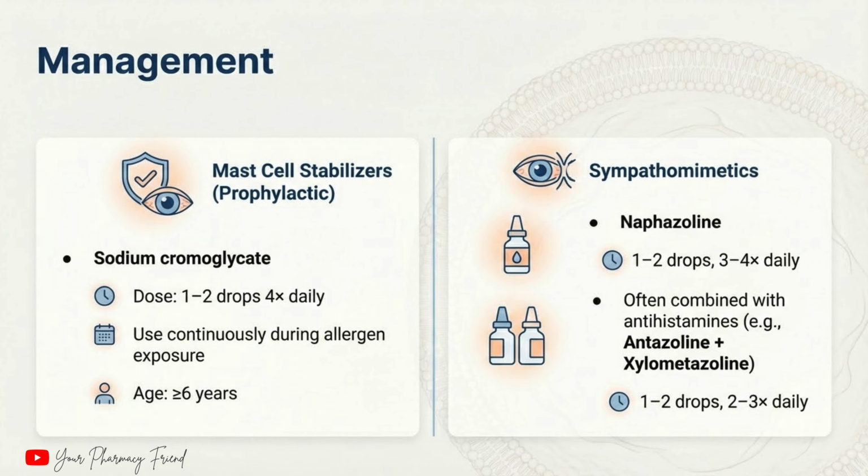Sympathomimetic eye drops such as nefazoline may be used for short-term relief. The dose is 1 to 2 drops, 3 to 4 times daily. Combination preparations containing antihistamines and decongestants, such as antazoline with xylometazoline, may also be used. However, prolonged use of sympathomimetics should be avoided due to the risk of rebound hyperemia.